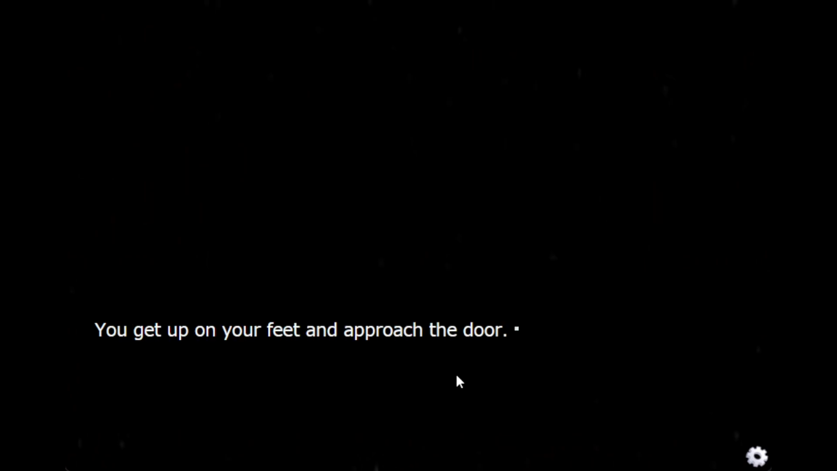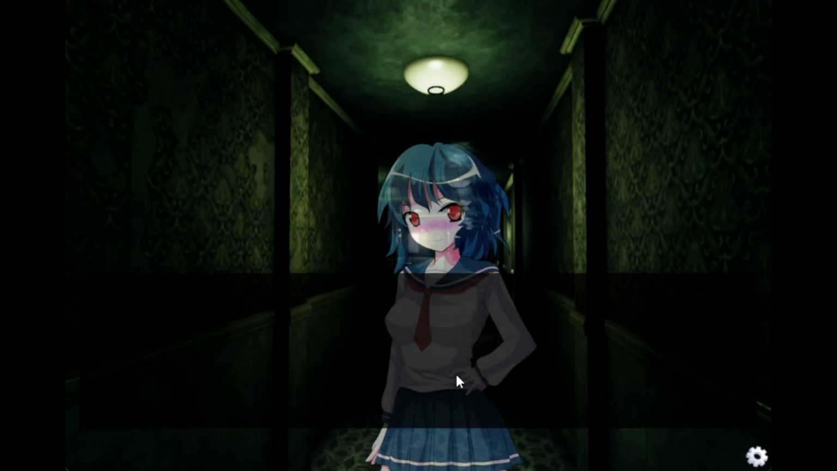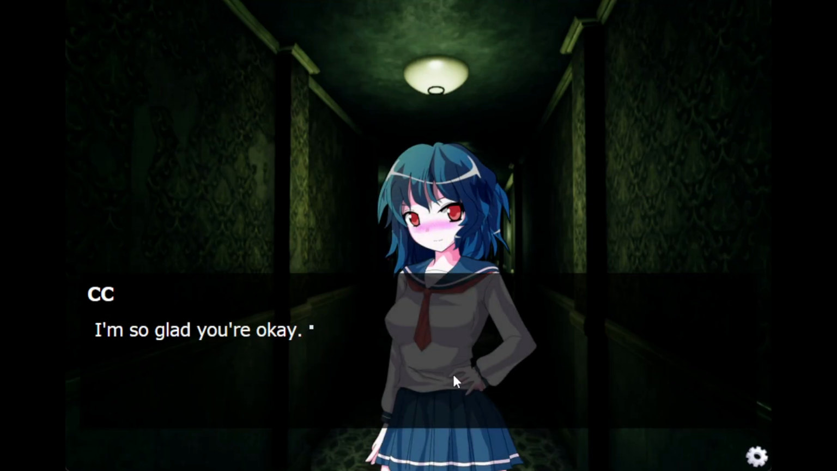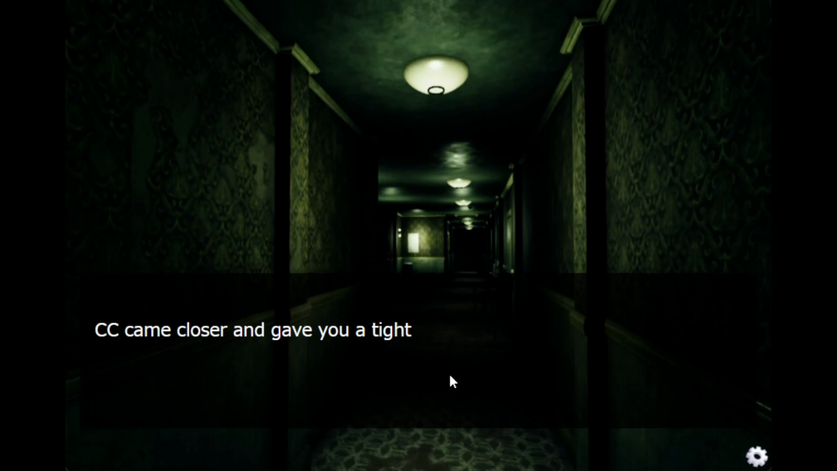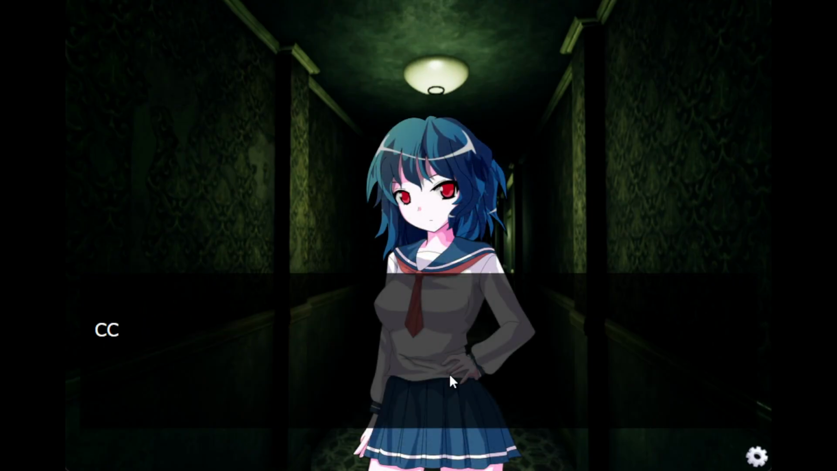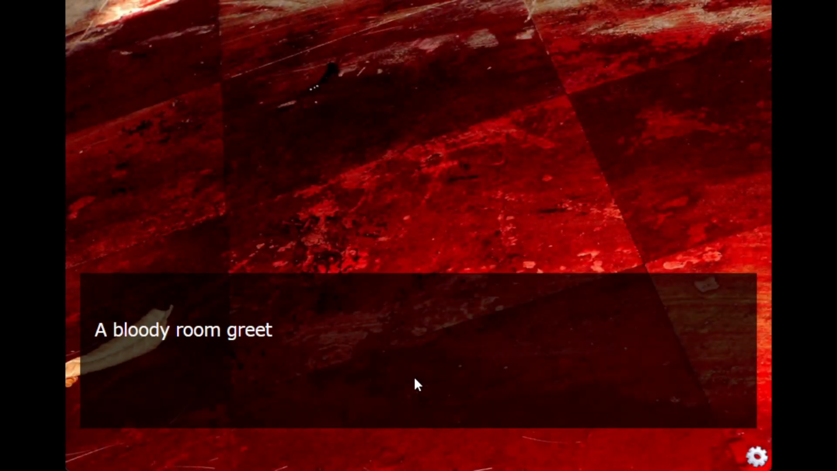You get up on your feet and approach the door. Good morning, Pachi. I'm so glad you're okay. Cece came closer and gave you a tight hug. Cece's smile suddenly disappears. You have a situation. You follow after Cece as you move through the hallway until you reach a certain dorm room. You can see some of your companions standing outside the room. The whole atmosphere was extremely tense. Cece gives you a side nod as you two walk inside. A bloody room greets your eyes.